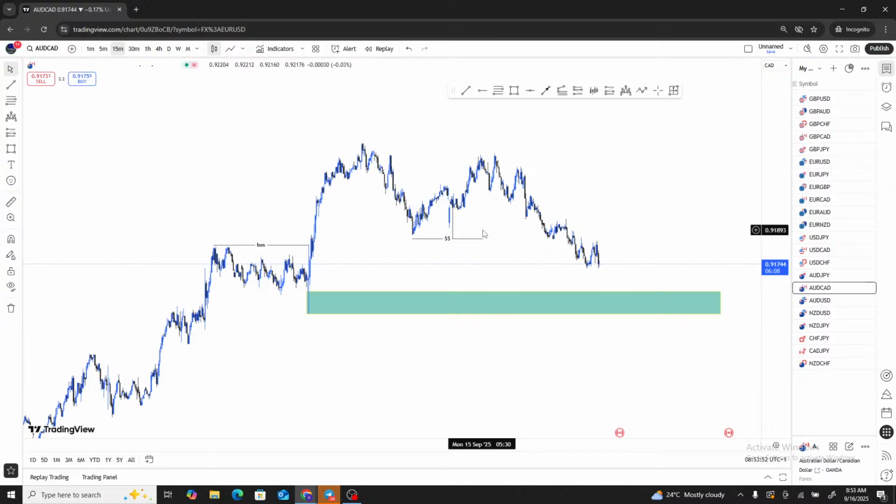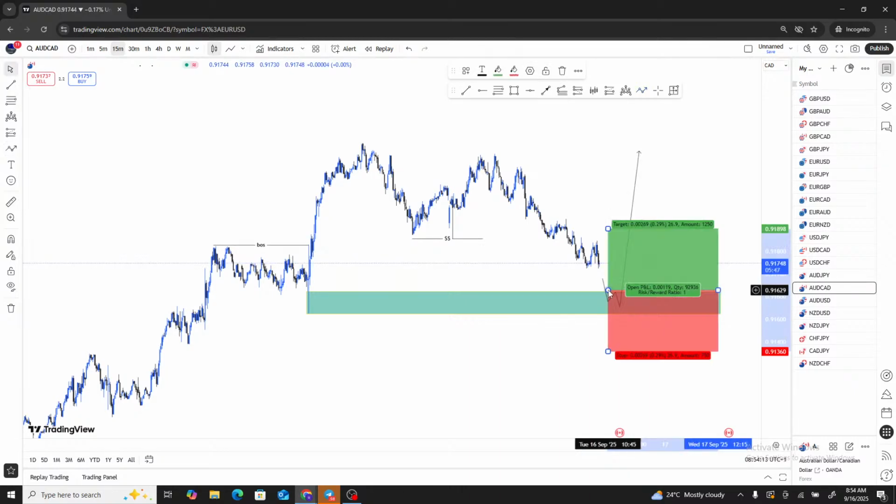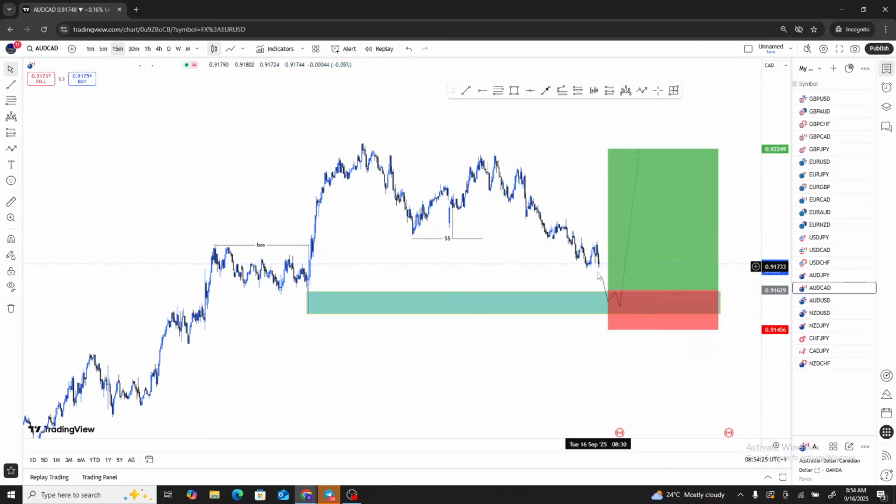And we look forward to see price tap into this order block, give us an entry and move to the upside. This is what we look forward to. Price tapping into this order block, give us an entry to the upside, and price is very close, so it's going to happen today.